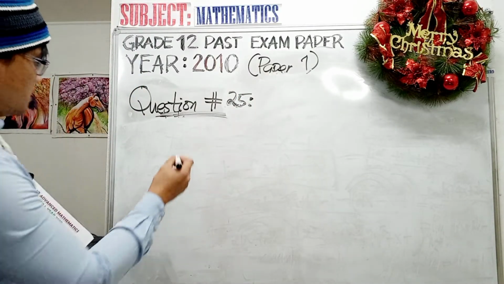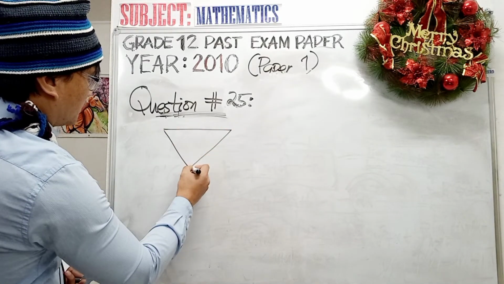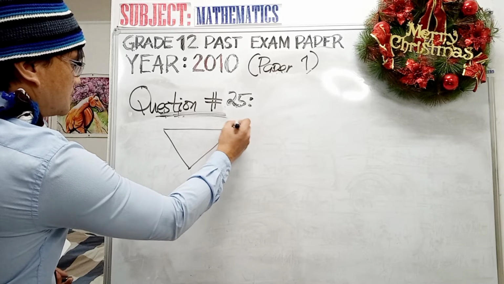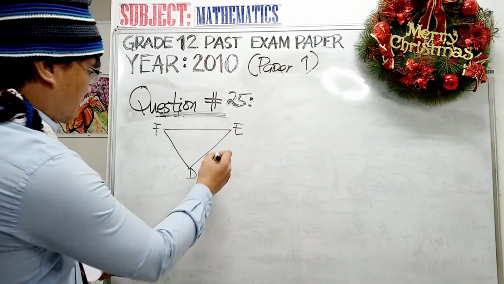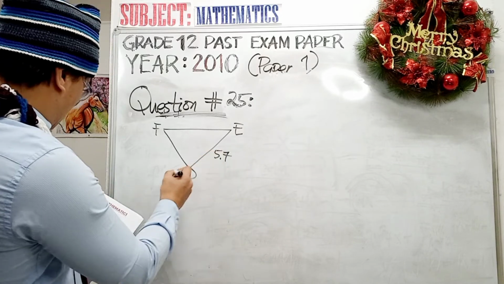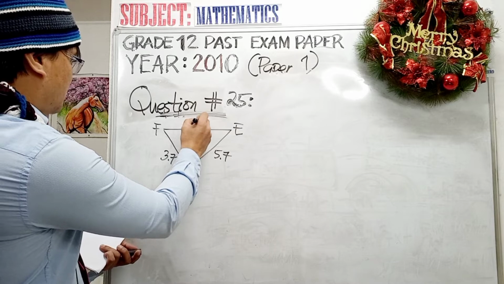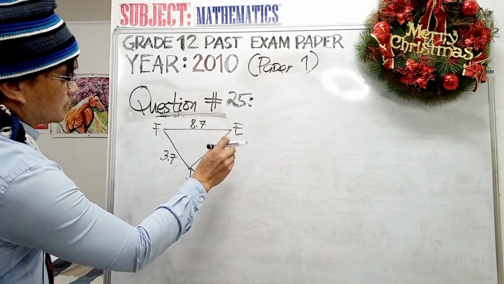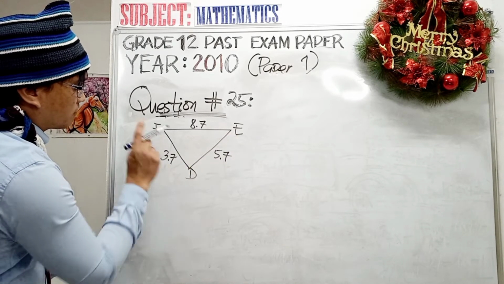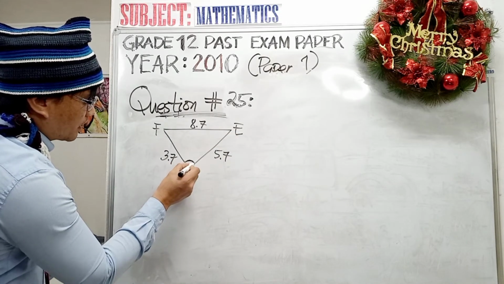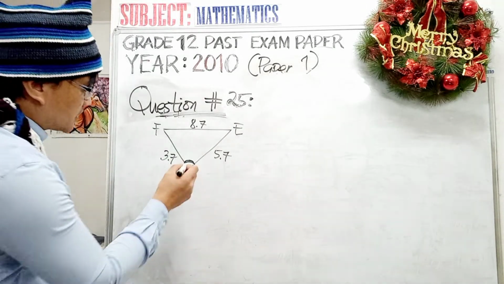Let us rewrite this diagram here. This is E, this is D, and this is F. The sides are given: 5.7, 3.7, and 8.7. The question is you are asked to find angle EDF. For short, we are asked to find the angle D. You got it now? So this is the angle D.